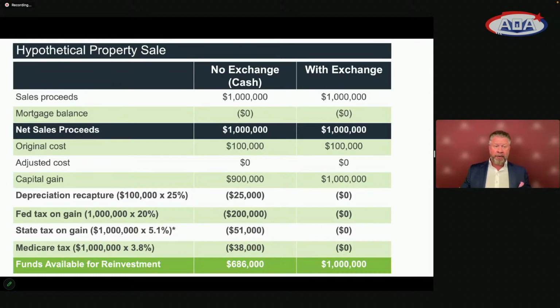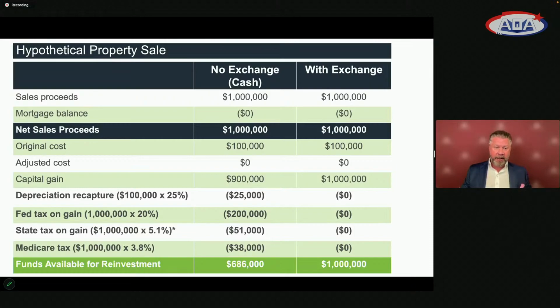So assuming $1 million with the $100,000 original cost basis adjusted to zero, the recapture on $100,000 could be up to $25,000. So what this is, all those fixes, repairs and things like that, the depreciation, the IRS gave you tax benefits. They can recapture up to 25% of that upon the sale and realization of the sale of the property. The federal tax on gain is the largest tax that you'll see at 20%. So $200,000 on the million.